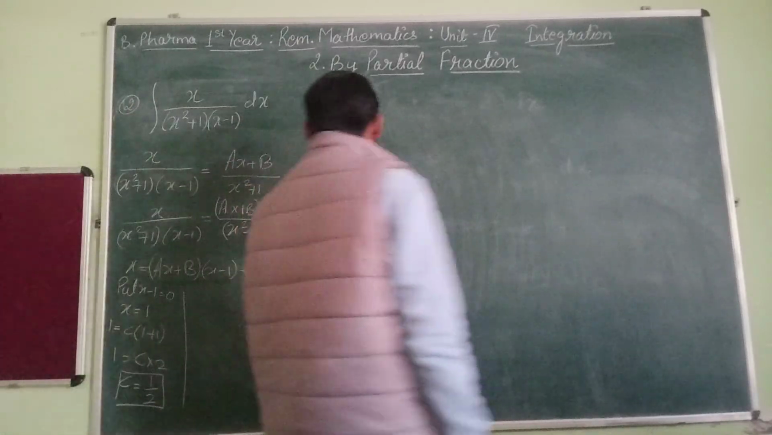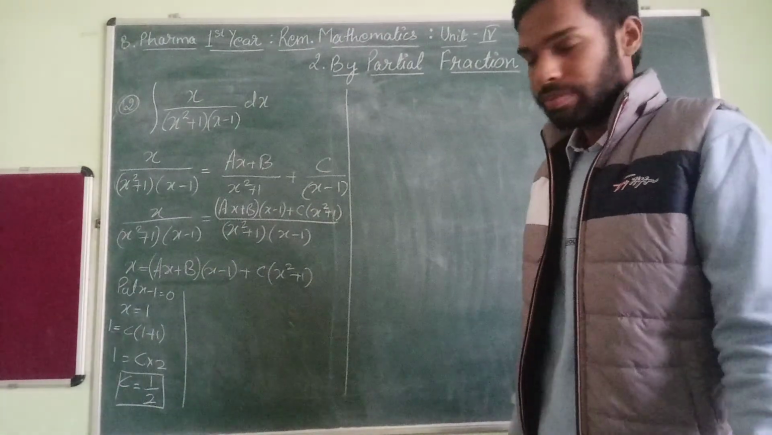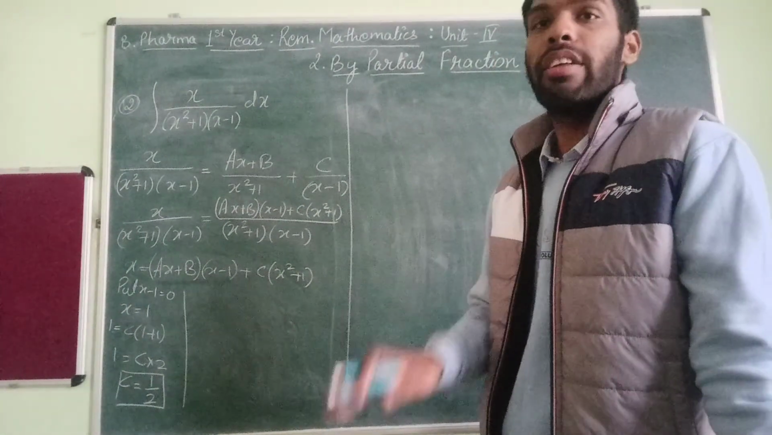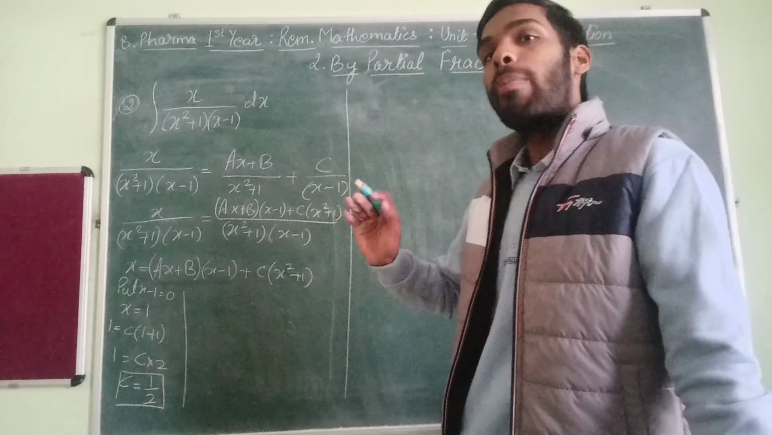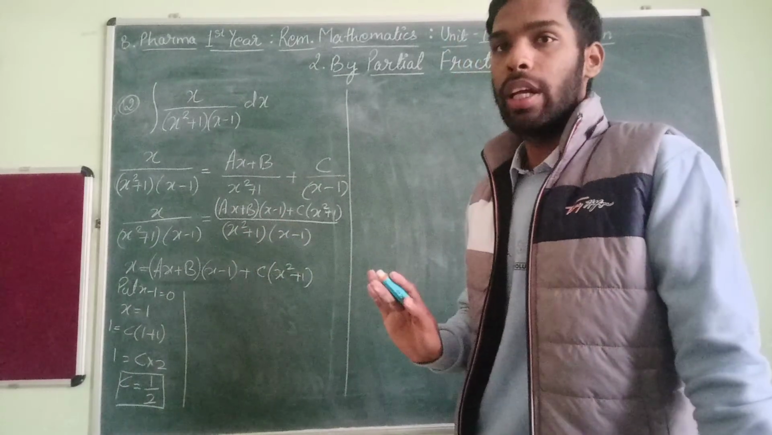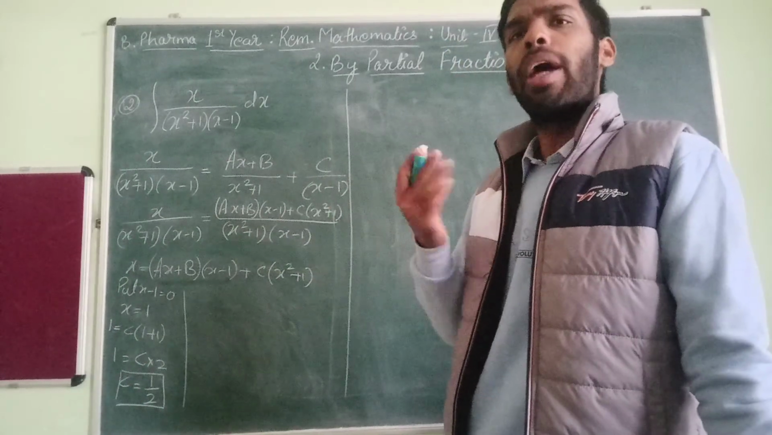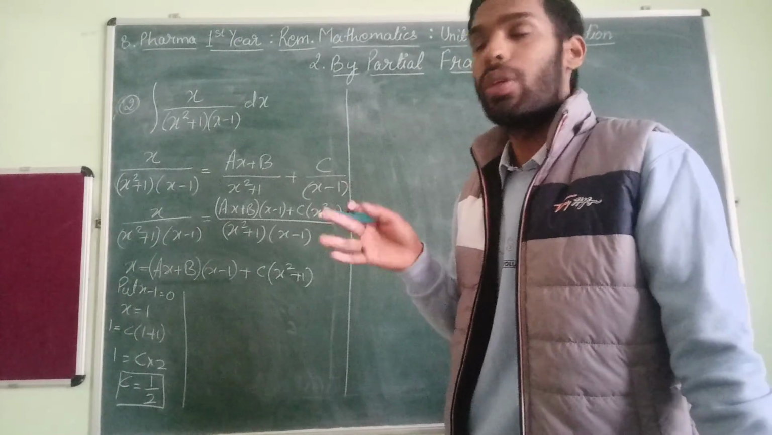c's value is 1 by 2. Now similarly we will go for a and b, but how? We cannot put the quadratic factor equal to 0. Now look friends, what we have done here is we have put x equals to 1. Now randomly put x equals to anything like minus 1, minus 2, 2 and so on.